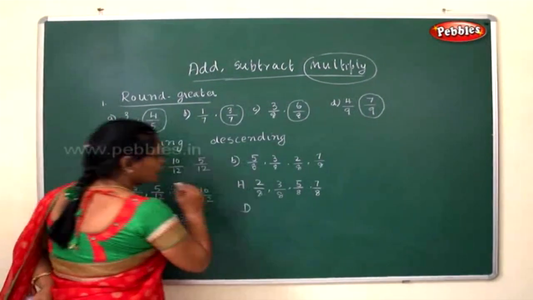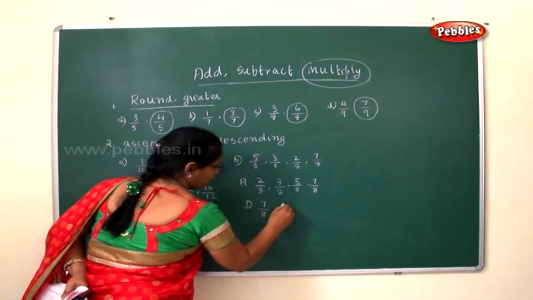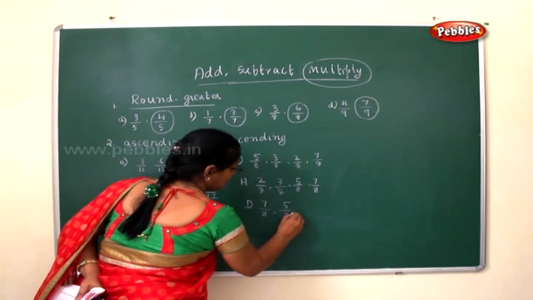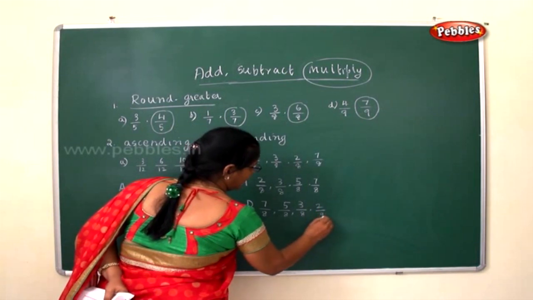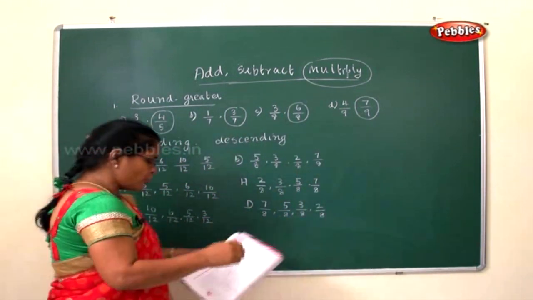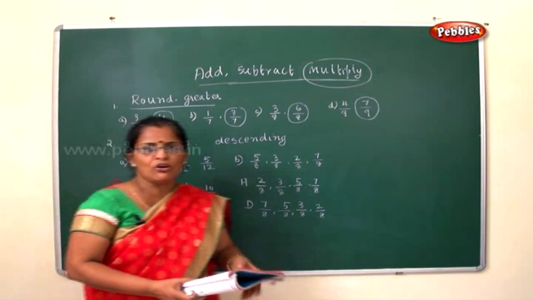Now descending, how will you do it for this? 7 by 8, 5 by 8, next is 3 by 8, next is 2 by 8. So this is how you will do your sum. Write in ascending and descending order.